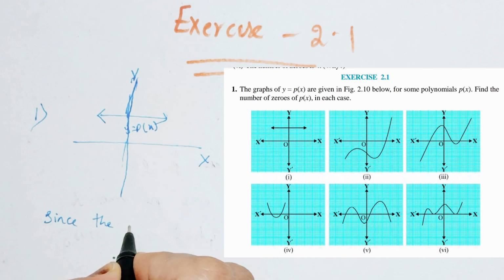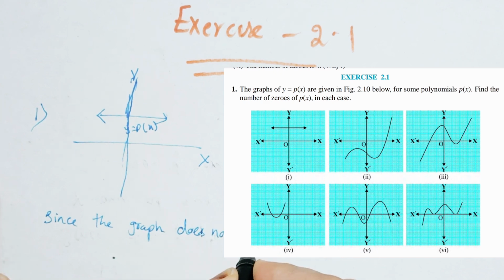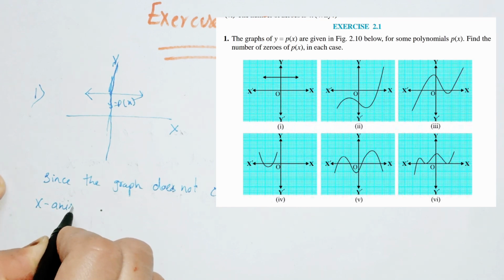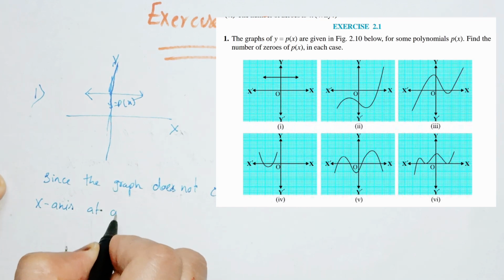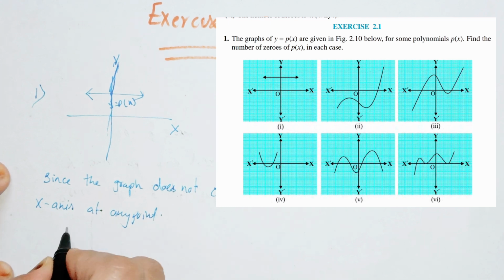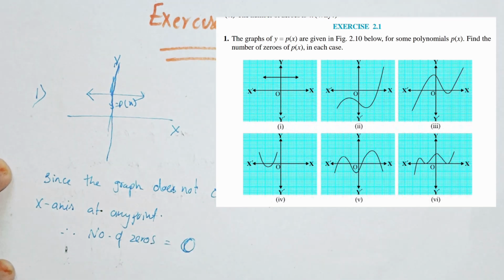Since the graph does not cut the x-axis at any point, therefore the number of zeros is equal to 0. So we have no zeros.